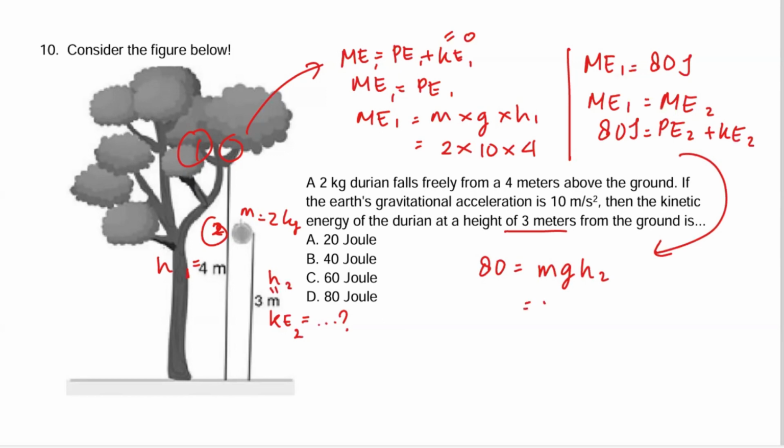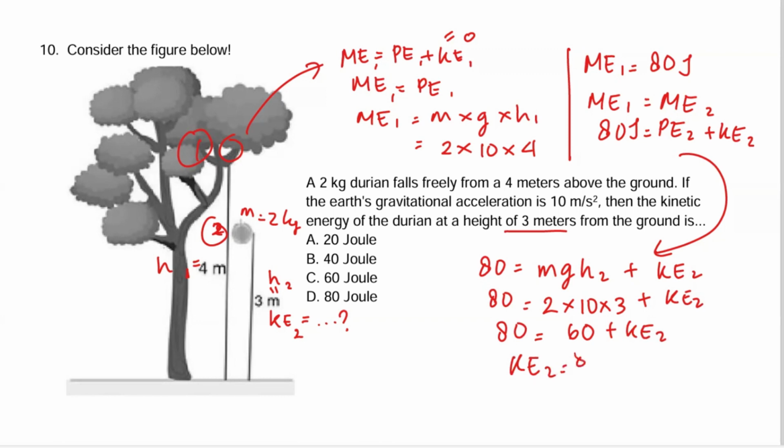Okay, so the mass is 2 kilogram times gravity is 10 times the H is 3 meter. So it's going to be 60. This is for the PE2, and it still equals KE2. So from this equation, I think you can answer it. What is the KE, right? So KE2 is going to be equal to 80 minus 60, or 20 joule. The answer is A.